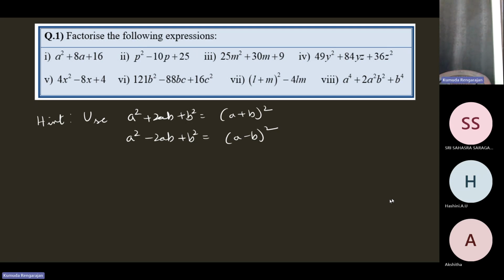See, wherever you can use one of these two identities, you can also split the middle term. But the identity approach is preferred, is prioritized. You have to do that. First question, you can split the middle term as well as use identity. Second one, you can split the middle term and use identity. Third one, you can split the middle term and use identity. Fourth one, you can split the middle term, use identity. But prioritize using the identity.